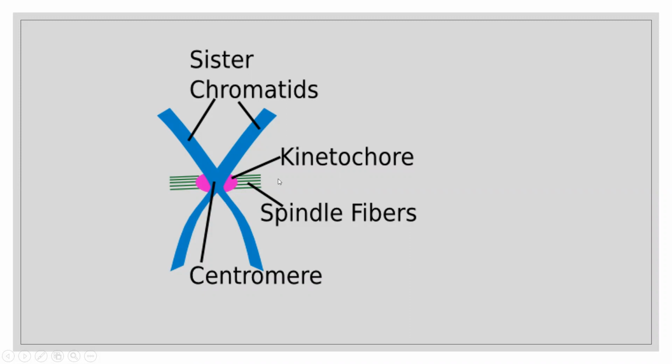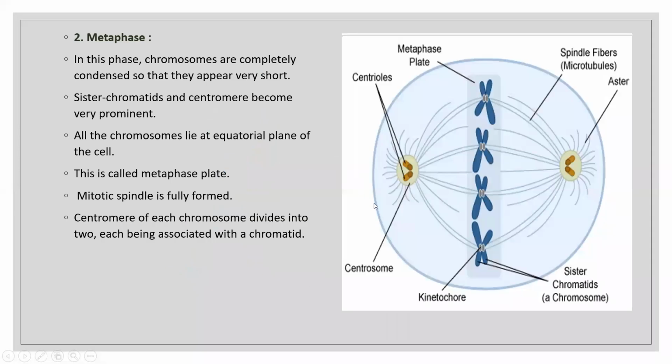Also, you can see the kinetochore. Now, what exactly is meant by kinetochore? Kinetochore is a disc-shaped structure. In metaphase, you can see these are the kinetochores, which are disc-shaped structures, and to these disc-shaped structures you can see that spindle fibers remain attached.